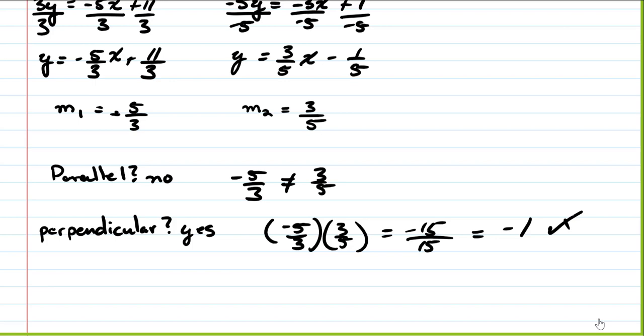Using the alternate definition, their slopes indeed are negative reciprocals. Because if I change the sign of -5/3, it becomes +5/3, and I take the reciprocal by inverting the numerator and denominator, I get exactly 3/5, right? So indeed, these two lines are perpendicular.